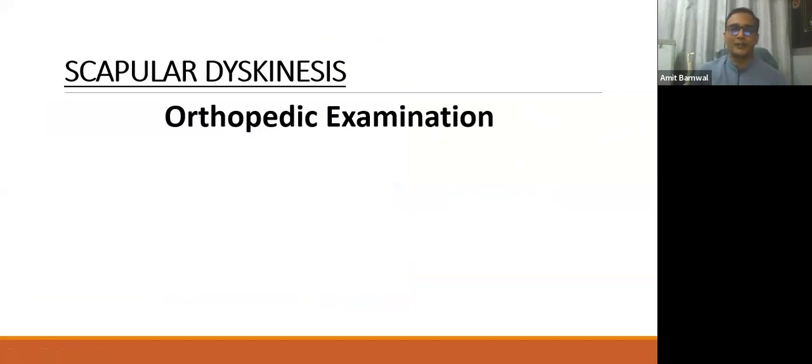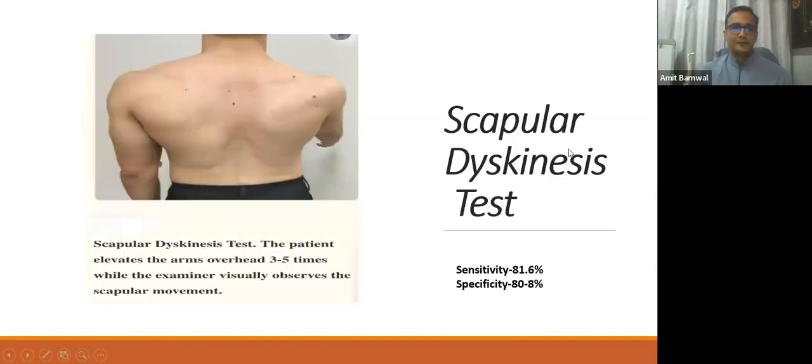Here we have some orthopedic examinations for scapular dyskinesia. Let's go to the scapular dyskinesia test. This is a very effective test, with sensitivity of 81.6% and specificity of 80.8%. We ask the patient to hold a small weight in their hands, like 3 or 4 pounds, and elevate the arm. We ask for it 3 or 4 times to get a proper view from the back of whether the scapula is moving symmetrically or asymmetrically.